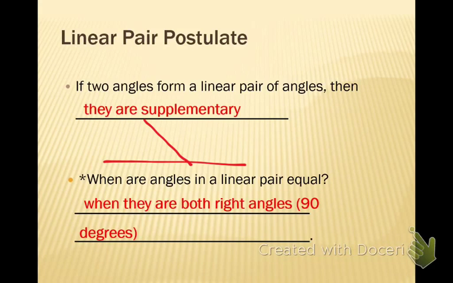When are angles in a linear pair equal? If they're both right angles, then the linear pair angles are equal. It looks like that. That would be a linear pair where both angles are equal. They're 90 degrees. All right. Questions?